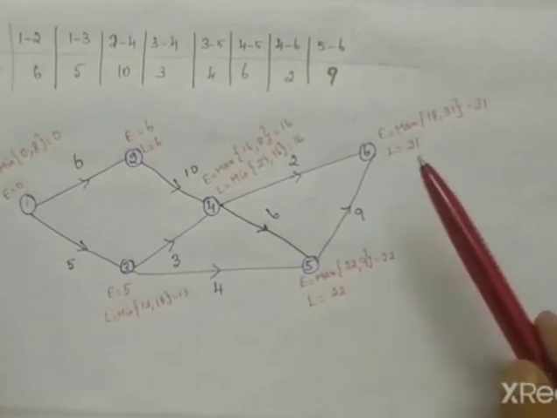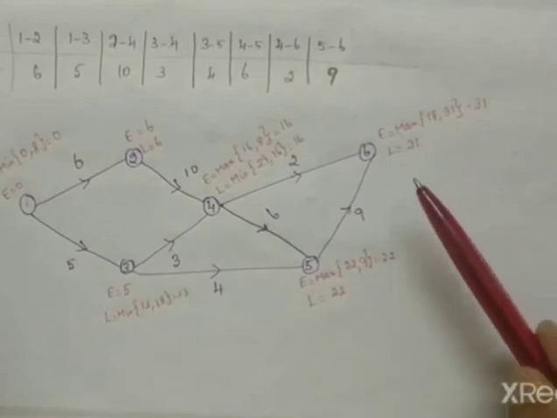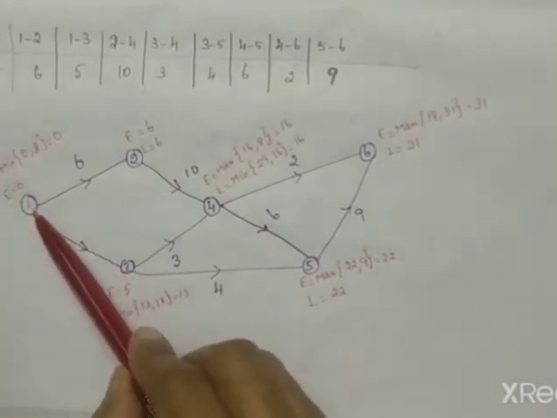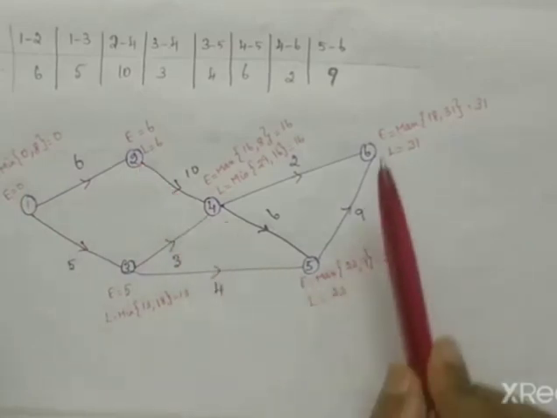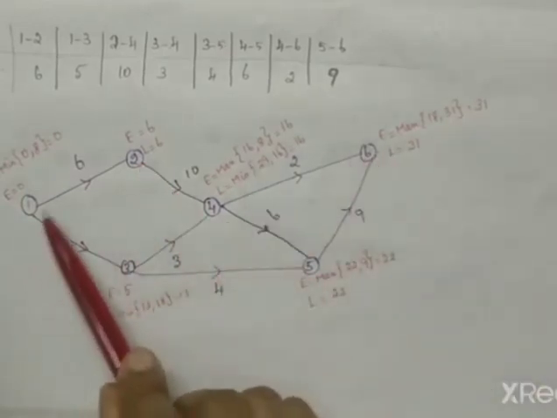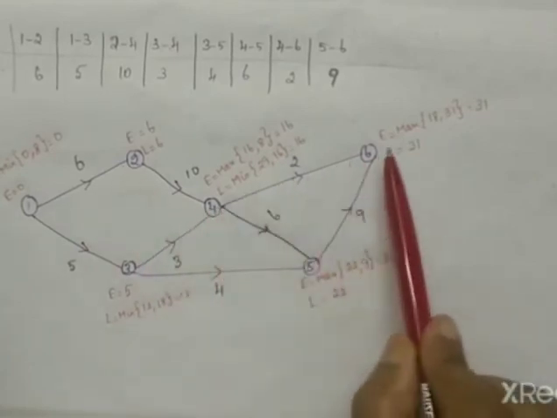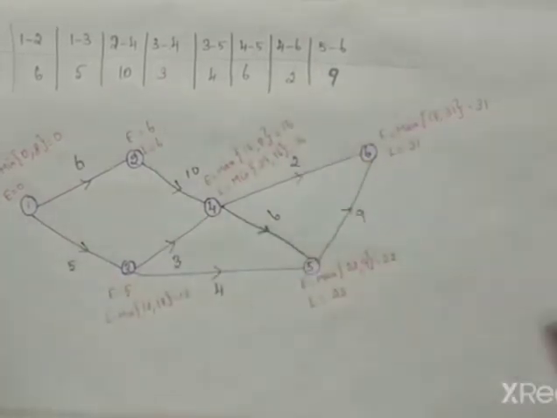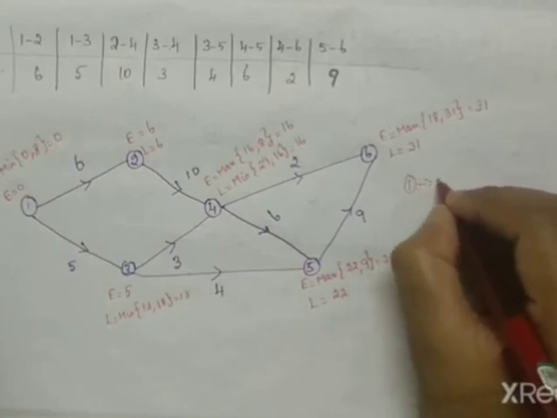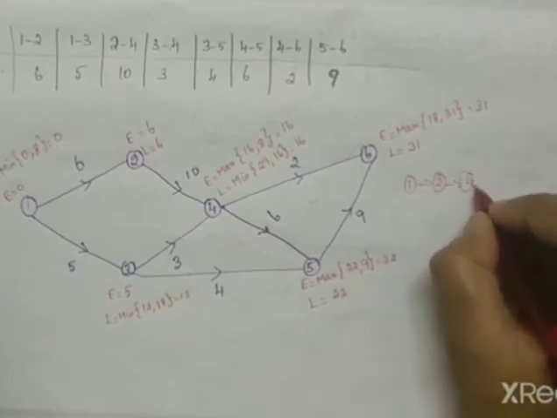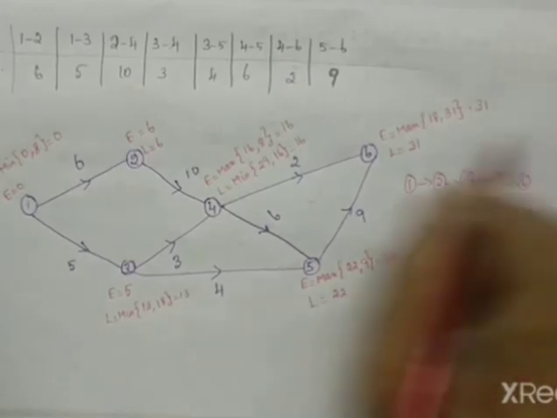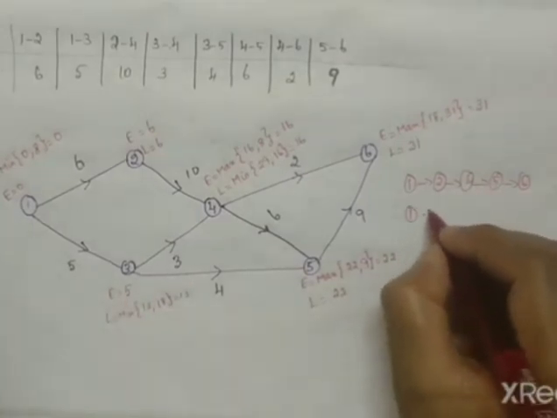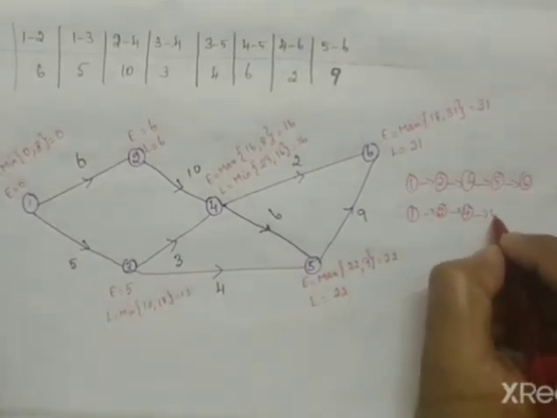Now we have to find the critical path. The critical path is found from the nodes where the values of E and L are the same. E and L are the same for 1, 2, 4, 5, 6. So the critical path is 1 to 2, 2 to 4, then either directly 4 to 6, or using 4 to 5 and 5 to 6. So we have two candidate paths. One is 1 to 2, 2 to 4, 4 to 5, 5 to 6, and we can't come via 3 because its L value and E value are different. The other is 1 to 2, 2 to 4, directly 4 to 6.